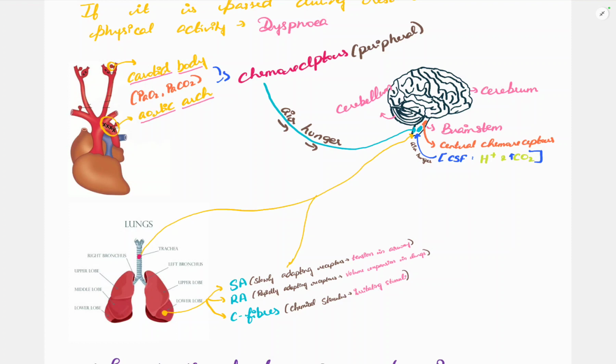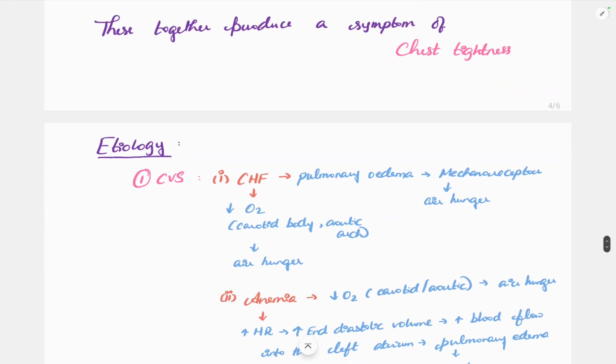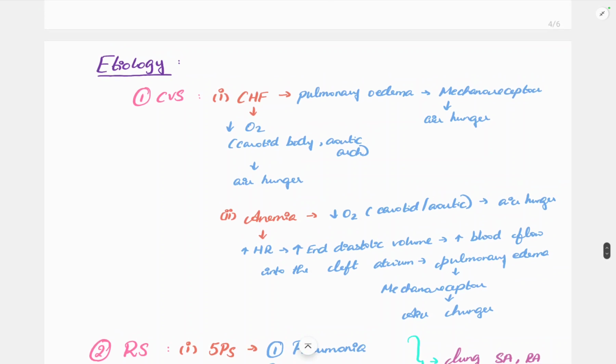But when it occurs when the person is at rest or if there's almost no work, then that is called dyspnea. So these together will produce something known as chest tightness. The dyspnea is going to produce a feeling of chest tightness. Coming to etiology, we're going to divide the etiology into cardiovascular, respiratory, and neuromuscular. So first, coming to cardiovascular.